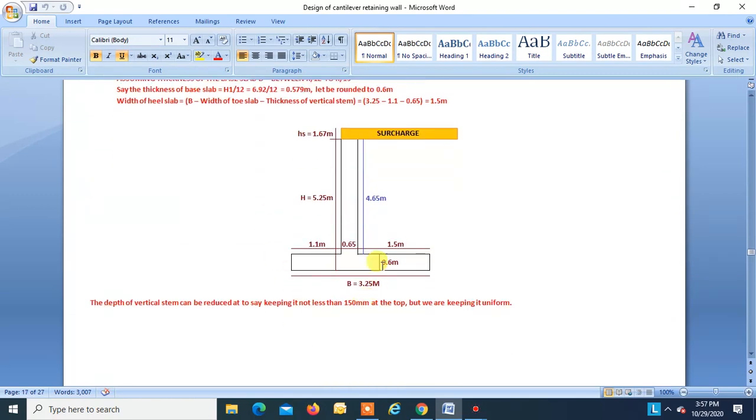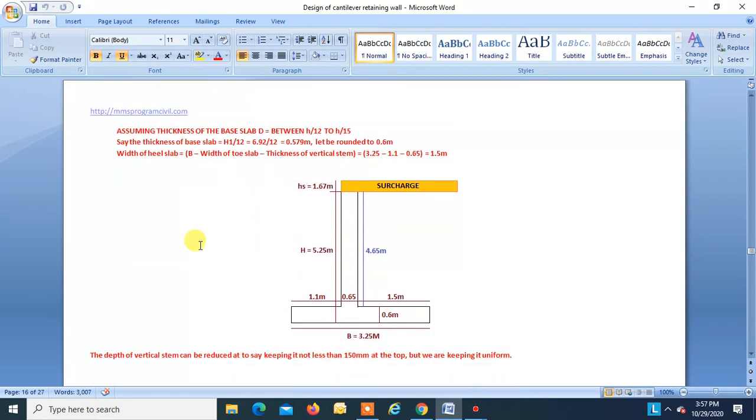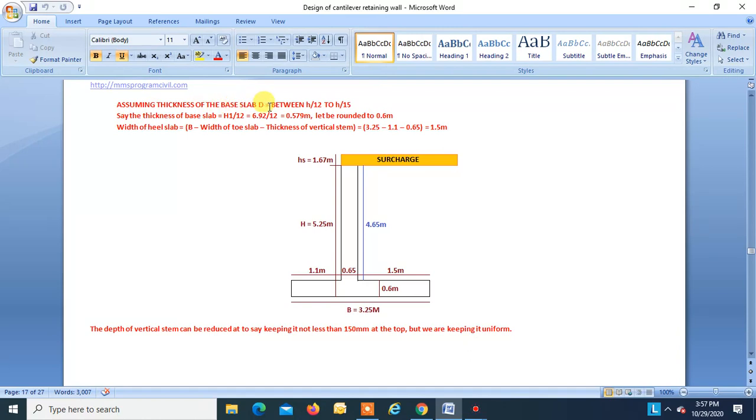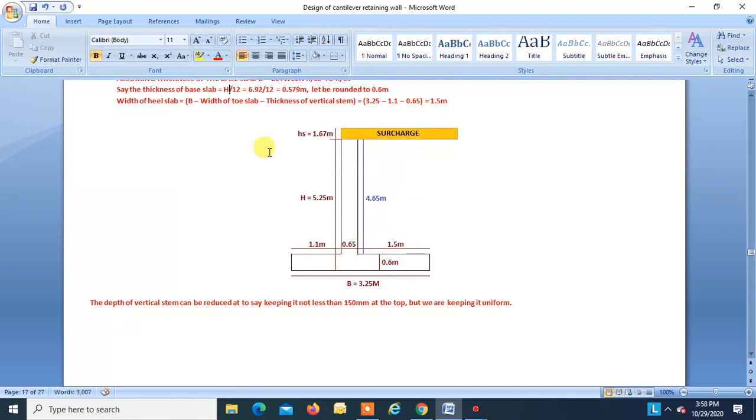We'll take 0.65. Now, assume the thickness of the base slab D between H by 12 to H by 15, we'll take H by 12, that is equal to 0.579. We will assume it as 0.6 meters. So the total width of the heel is this minus 1.1 minus 0.65, that is equal to 1.5 meters. So this is how we have assumed a section.